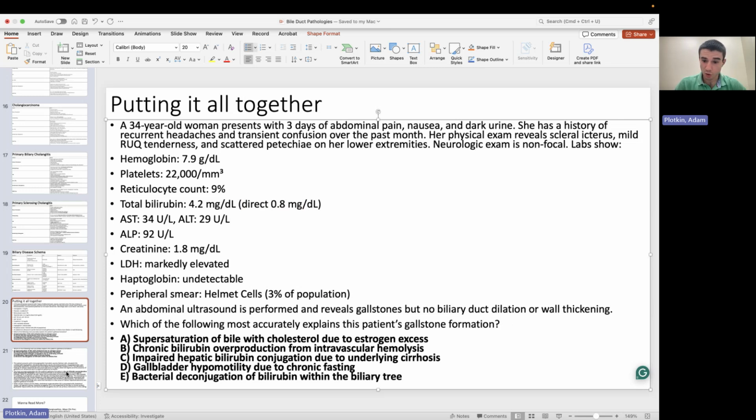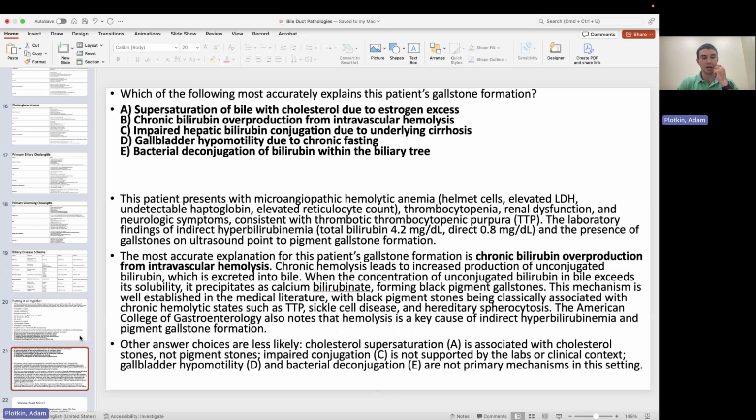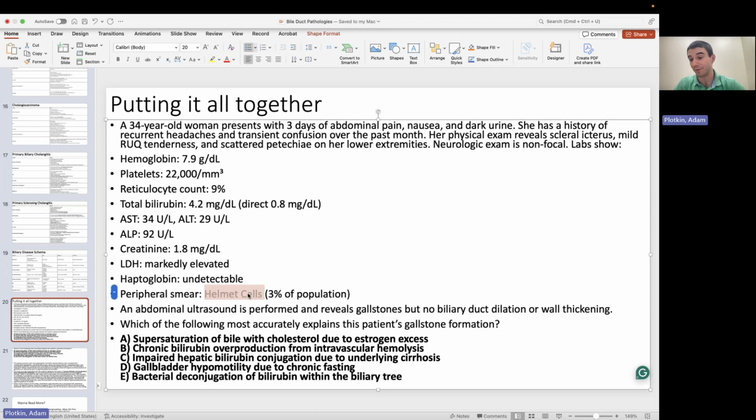Okay. So when I have that, I also see helmet cells. Helmet cells are another name for schistocytes, so don't be thrown off by that. When schistocytes make up greater than 1% of the red cell population, I need to consider some sort of microangiopathic hemolytic anemia. In this case, it's a thrombotic microangiopathy. I explain what that means in my MAHA lecture, so go watch that again.